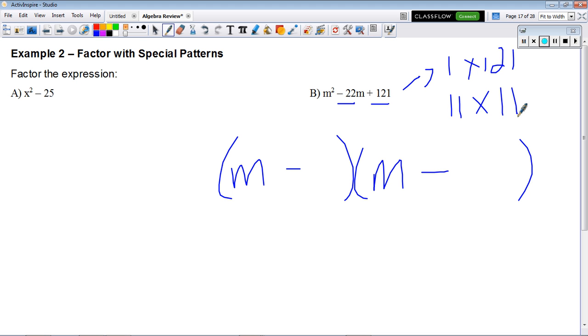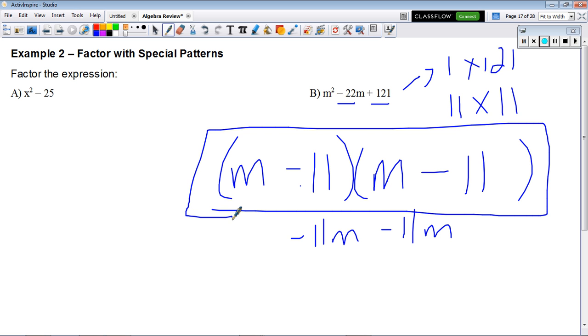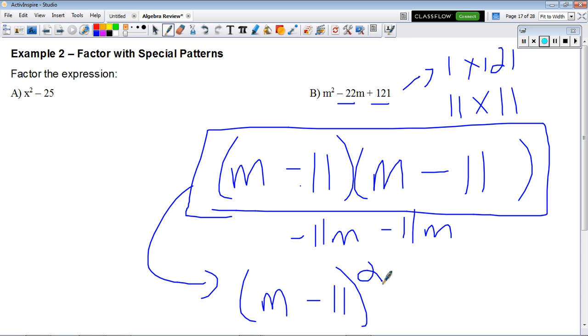So you can see here, if I put 11 and 11 in, now if I go to check this, this would be m times negative 11 would be negative 11m. Negative 11 times m would also be negative 11m. So this would be the answer for that. So since both parentheses are exactly the same, another way to write the answer to this would be just to say m minus 11 squared. So sometimes you might see it written like that as well. And that's just some different things involving factoring with what are called some special patterns.